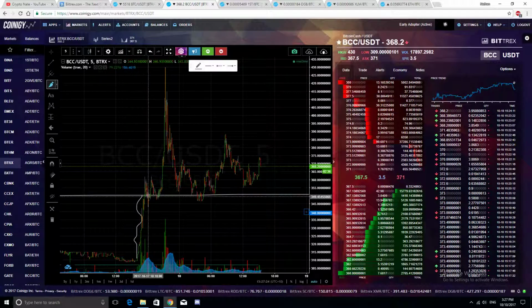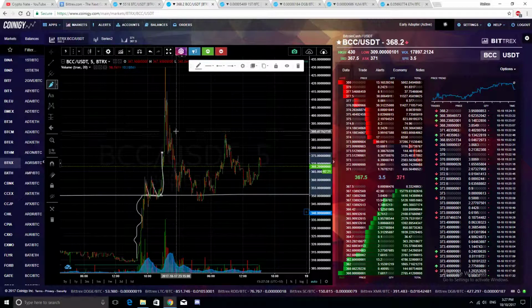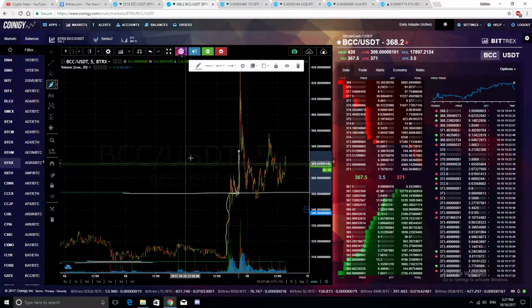So it's cracked through that resistance right there. It's come back down to test that support base right there. And then obviously the buyers have just gone, nah, you're not going to push the price any lower. And the price just rocketed way up here.